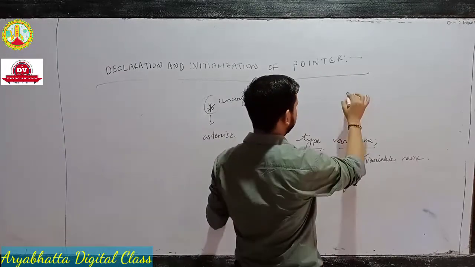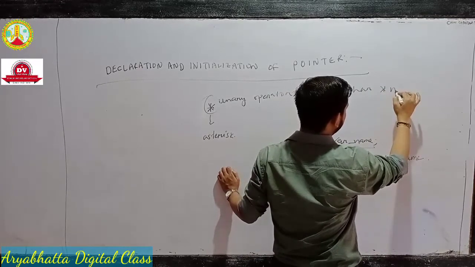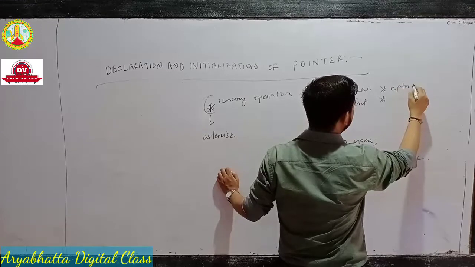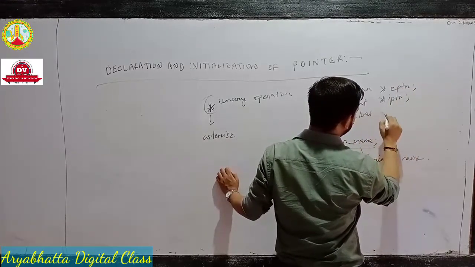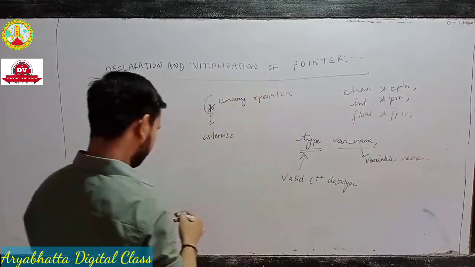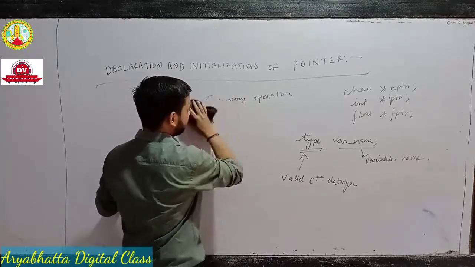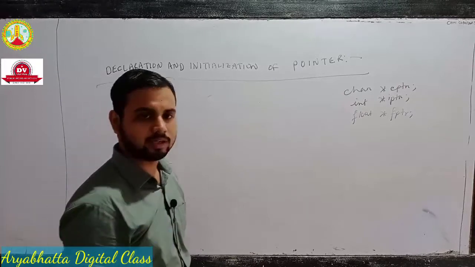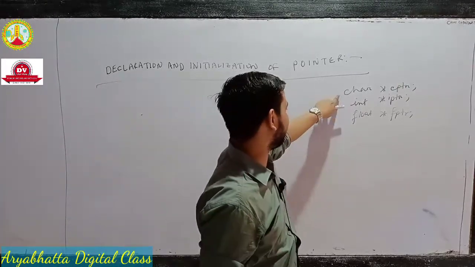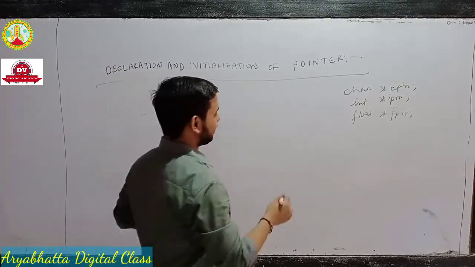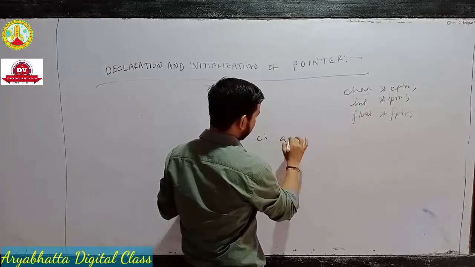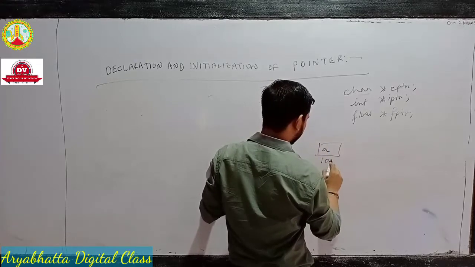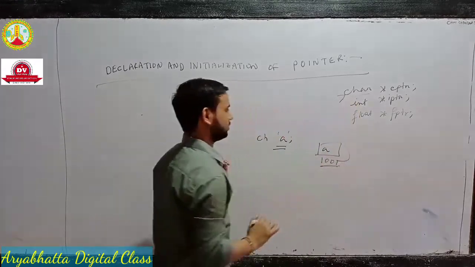Suppose we have a char cptr and a float fptr. What is the first pointer we declared? The first pointer is a character pointer. It means we store the memory address of a character type of variable. A character pointer stores only character variables. Suppose character A has data type character and a memory address, say 1001. This is stored by this character pointer.